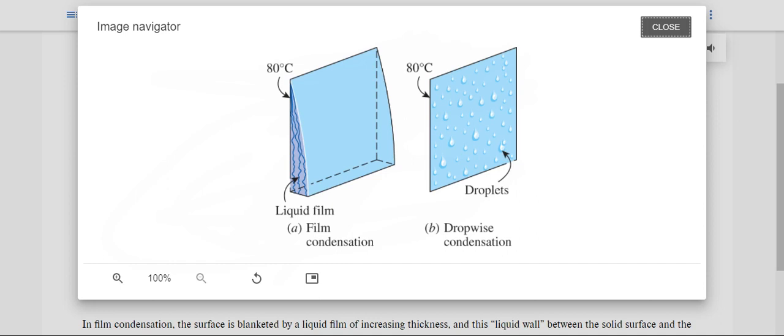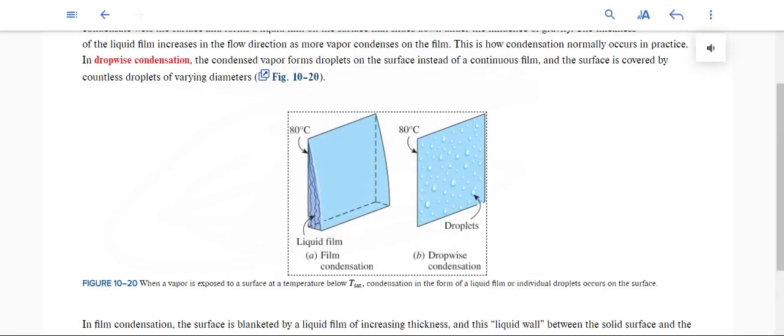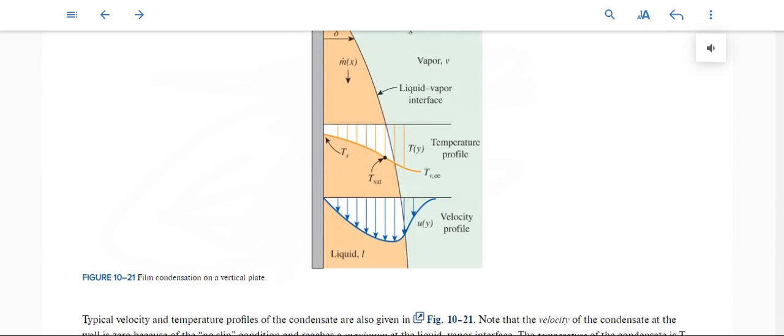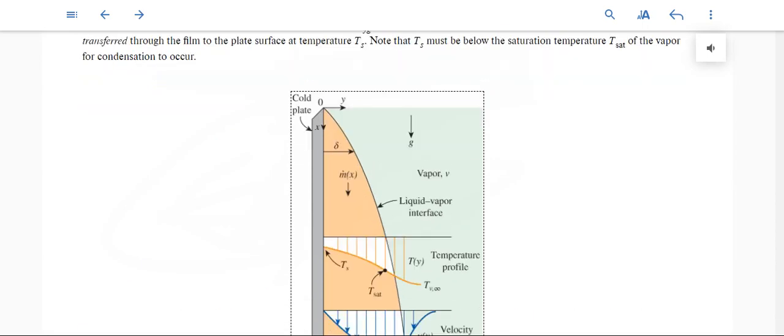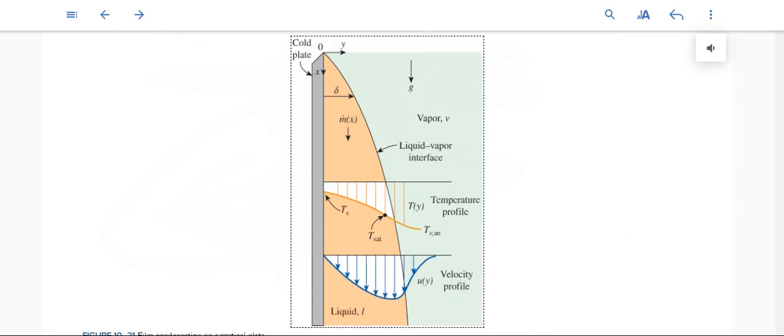In film condensation, a stable, coherent film of condensed liquid is formed on the surface, through which the heat released during the condensation is conducted into the surface.